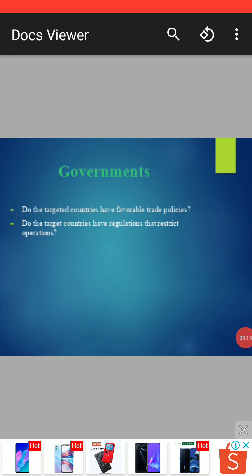Third driver, government. The question here, does the targeted country have favorable trade policies? Government trade policies are different from one country to another. Sometimes the trade policy also differs depending on the product or industry. Usually, like Malaysia, the government will charge high import tax on imported cars because they want to protect the Malaysian national cars, which are Proton and Perodua. And Japan will restrict the import of rice and provide subsidies for local rice farmers to keep the foreign competition out of the Japanese market.